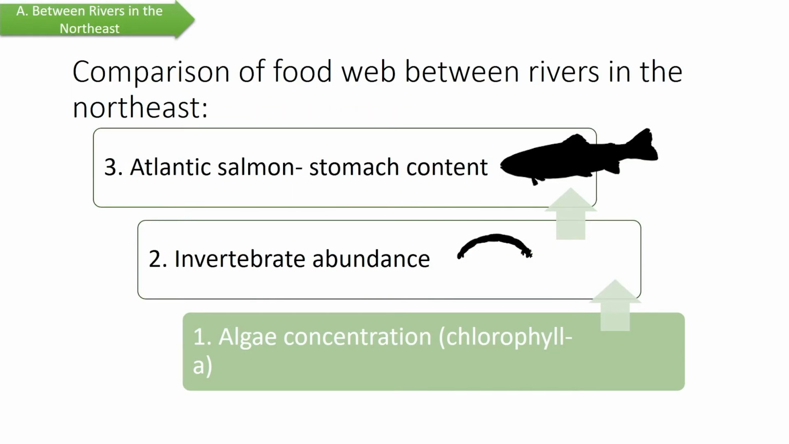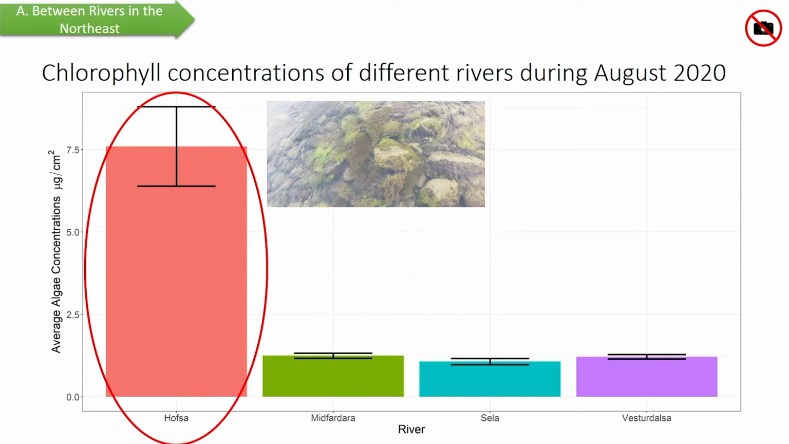So looking at the chlorophyll concentrations in between the different rivers, we can clearly see that Hofsau has the highest chlorophyll concentrations, and that could be supported by the fact that when we were sampling there was a lot more moss and algae, as you can see in the picture there, compared to the other rivers. And as you can see, Mifrau, Selau, and Westerdalsau all had very similar levels.